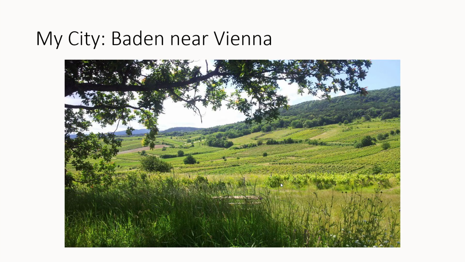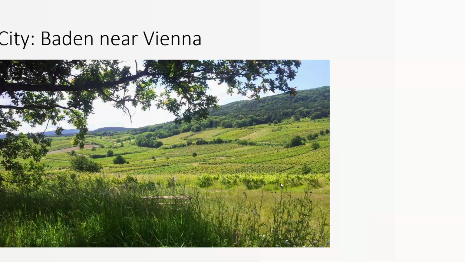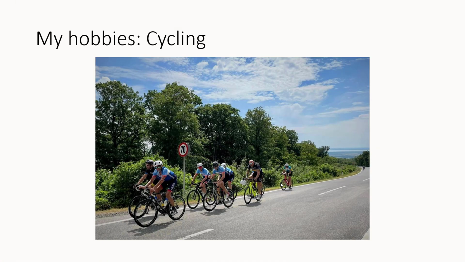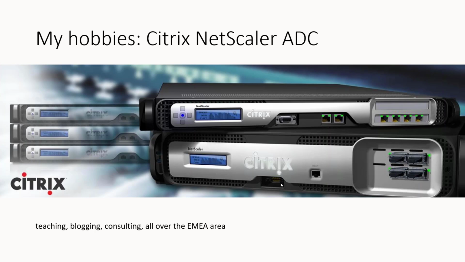Baden is in the middle of a very nice, soft area with a lot of hills, a lot of wineries. So it's a nice area to live. Little bit outside of Vienna, so about 20 minutes by train. I'm doing a lot of cycling. So this is me driving with my friends. I'm the last one on the row. I'm doing a lot of NetScaler teaching, blogging, consulting. I do this all over the EMEA area.